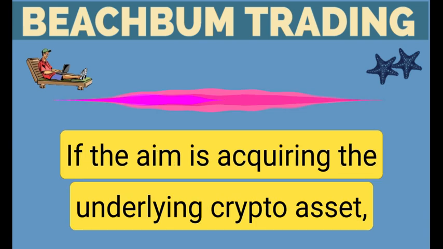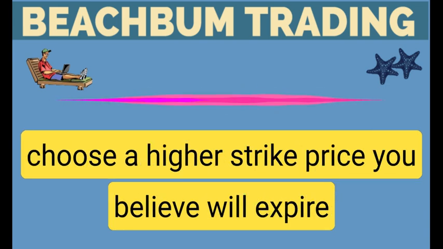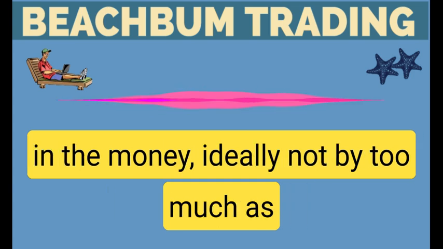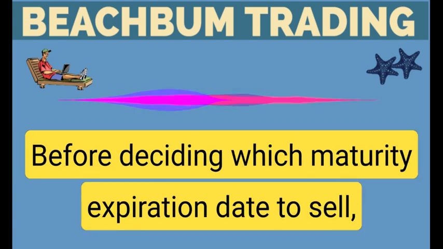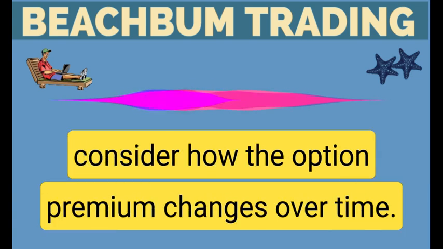If the aim is acquiring the underlying crypto asset, choose a higher strike price you believe will expire in the money, ideally not by too much as to offset the amount of premium received. Before deciding which maturity, expiration date, to sell, consider how the option premium changes over time.